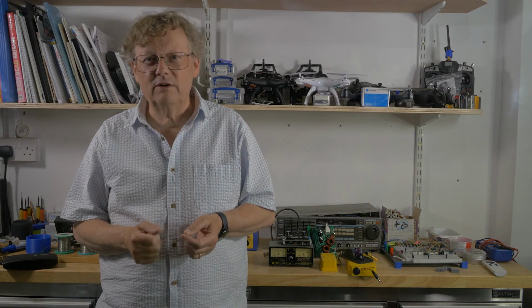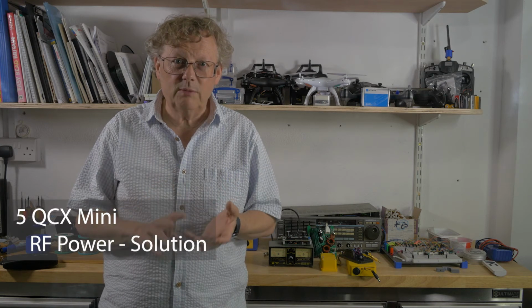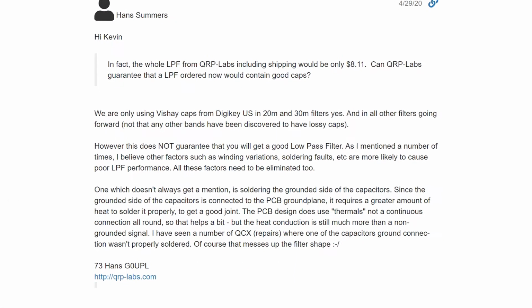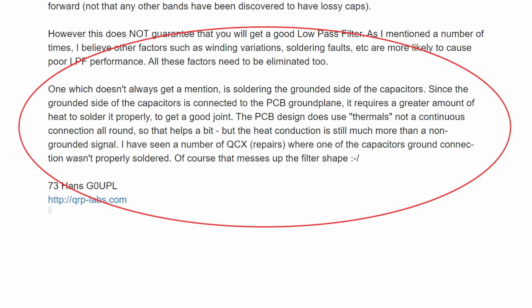So I concluded that the problem must lie elsewhere. Hans Summers has been keen to stress the high quality of components sourced for recent kits after earlier issues. So what could it be? After reading and watching everything I could about troubleshooting these kits, I found this post from Hans about solder joints, flagging up potential filter problems from ground connections.